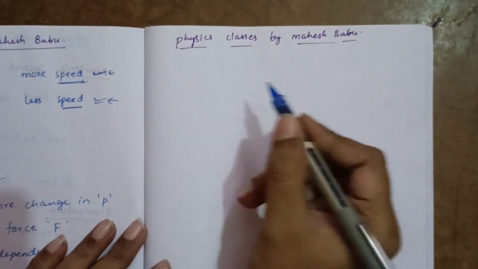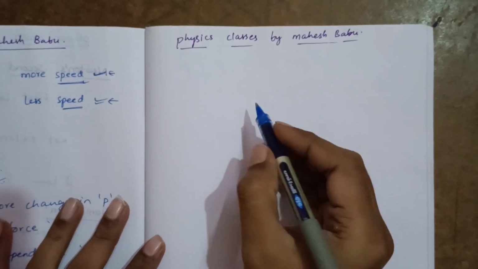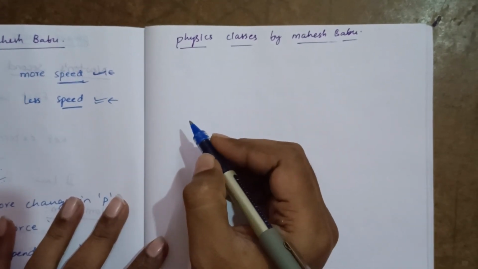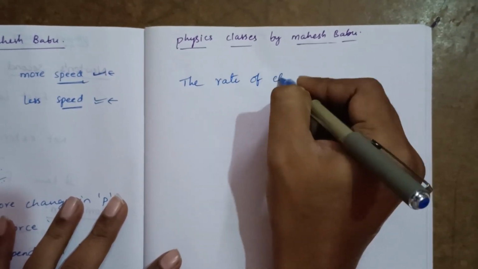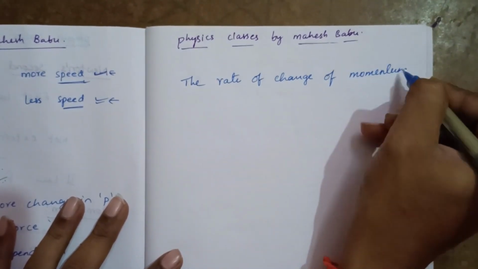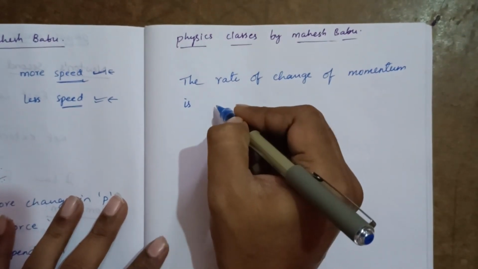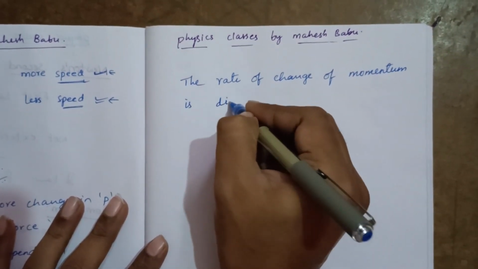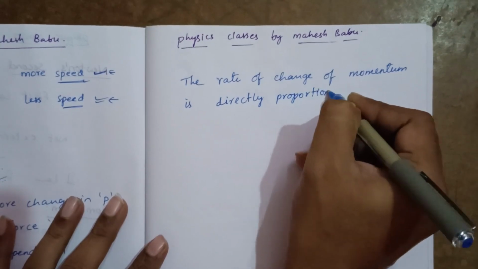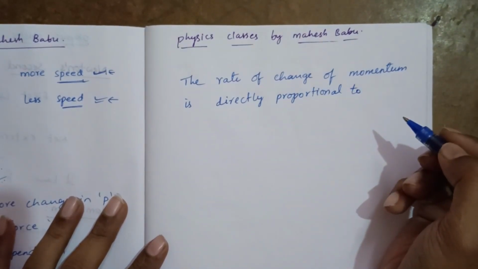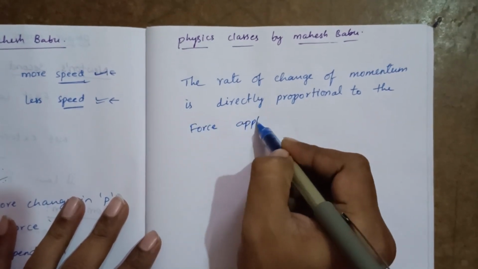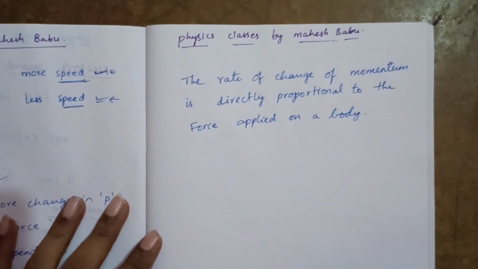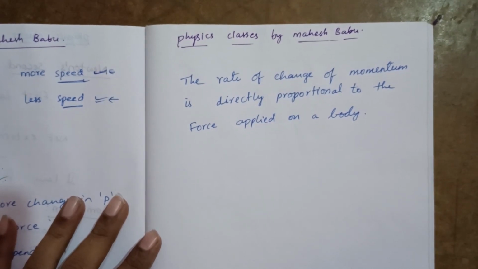So from this we can state Newton's second law: the rate of change of momentum is directly proportional to the force applied on a body.